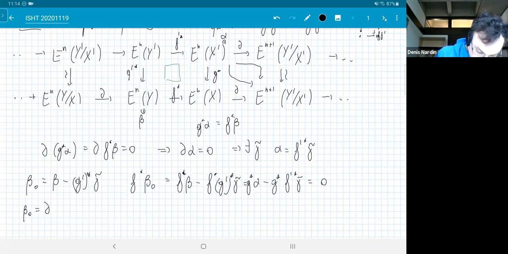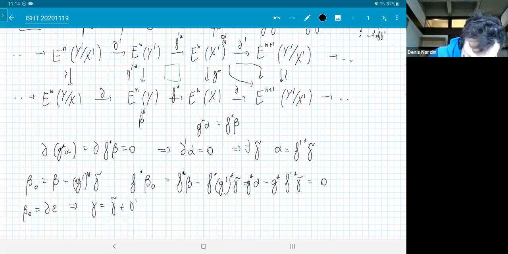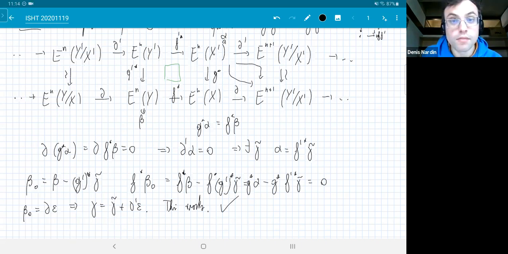And then, okay, then beta zero is delta prime of some, what am I going to call this? Epsilon. But epsilon, remember, you can lift it upstairs, since that is also an isomorphism. And so you can take gamma to be gamma tilde plus delta prime epsilon, and this works. You can check it has all the properties that you want. This is just a standard diagram chase. You've probably seen it a billion times, but I like to be explicit from time to time.